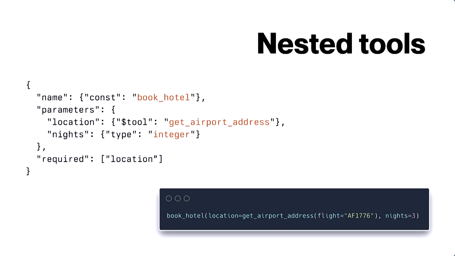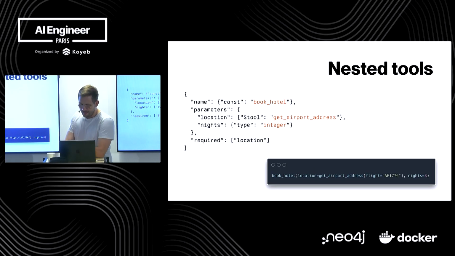But you can do slightly more complicated things. You can define nested functions. Here, for instance, as you saw with book hotel, location was given by another function call. You can specify that in the JSON schema you pass by referring to a tool for the location argument. I could also have said this is a tool or a string so that the model can choose between the two, but here we refer to a tool. And this is code that actually works. So it's just slightly more complex than what OpenAI does.